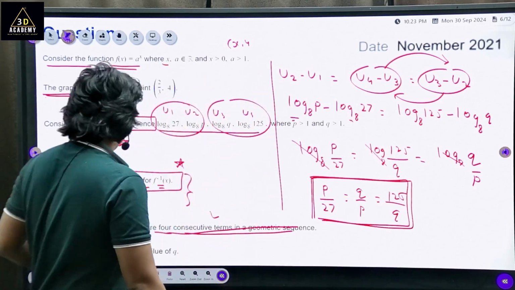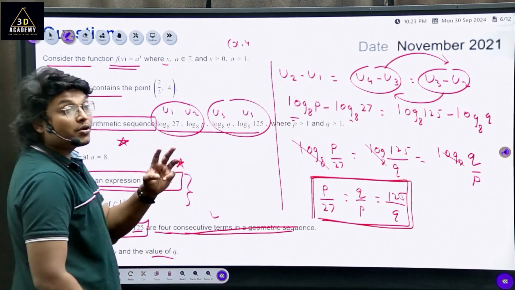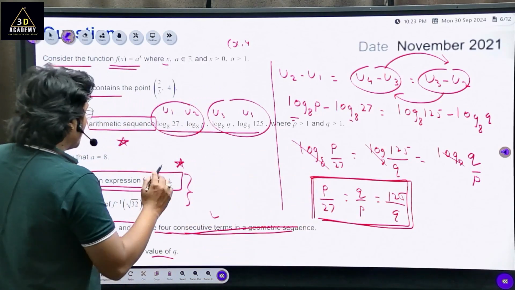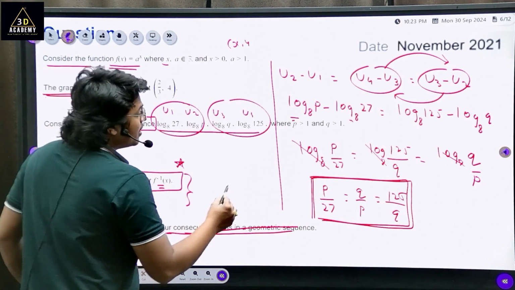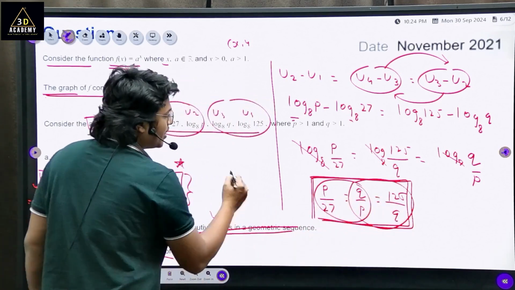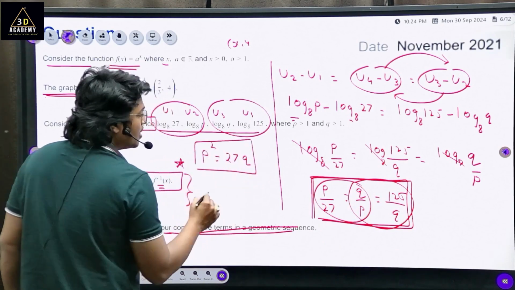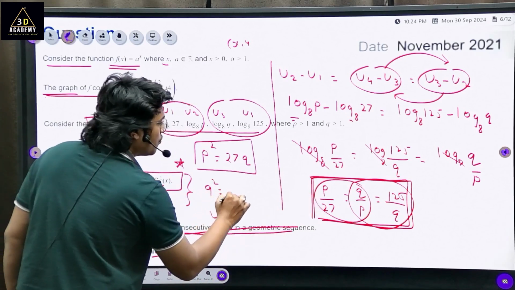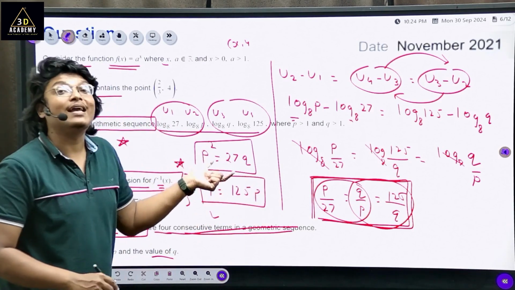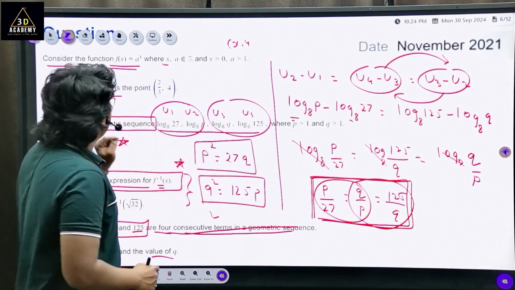Okay. Now the next part: find the value of p and the value of q. Now you can solve it in many ways. You can find the value of p and the value of q in many ways. So we will do one of the ways, that is, I have 2 equations here. What are the equations? I am getting p square equals 27q as one equation, and I am getting q square equals 125p as the second equation. So I am getting 2 equations, that is simultaneous equations, and I can simplify this. Okay. This is one way.